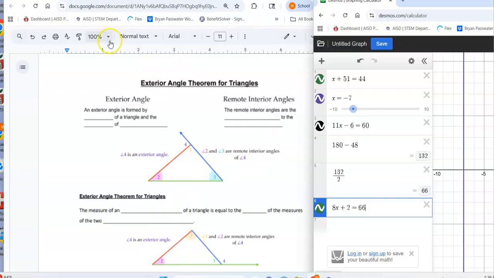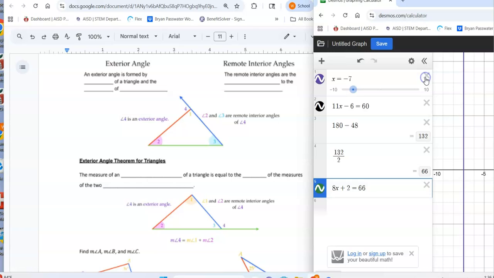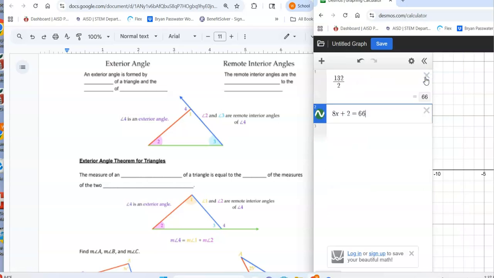All right, here's the next one. Exterior angle theorem. What is that? Okay, so the exterior angle theorem: an exterior angle is formed by the sides of a triangle. I'm not really sure what this even means.